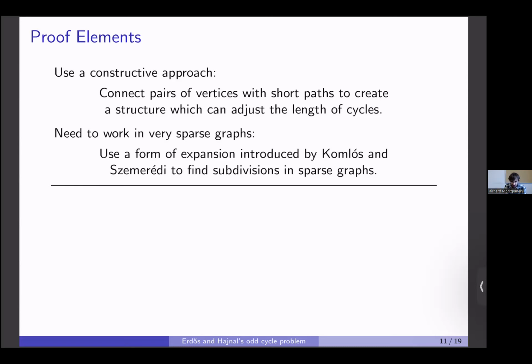If you're just imposing some average degree condition that might be some large constant, then this is a very weak condition. There's not very much that we can do using this, and this expansion is probably the most sophisticated tool we have to approach this.